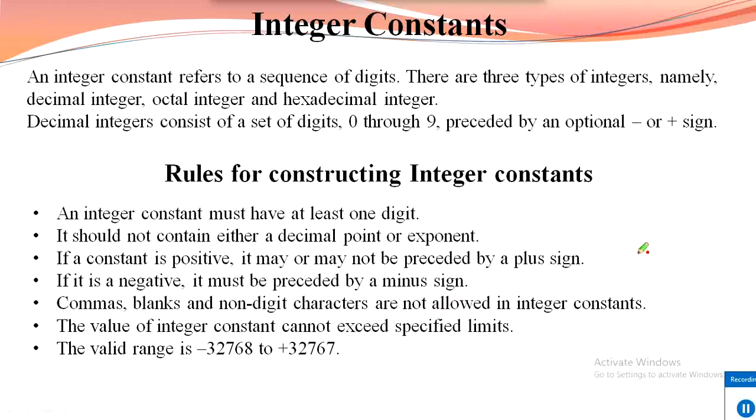It means if I have to write 13, I cannot write it as 1 comma 3. It should be written as 13. So no comma, blank, or non-digit character is allowed. I cannot write 1a3. It is not an integer. The value of an integer constant cannot exceed a specified limit. The limit is minus 32,768 to plus 32,767.